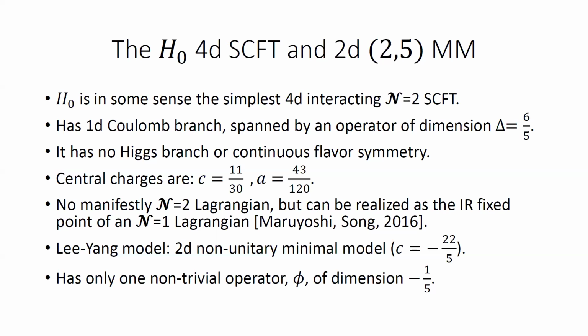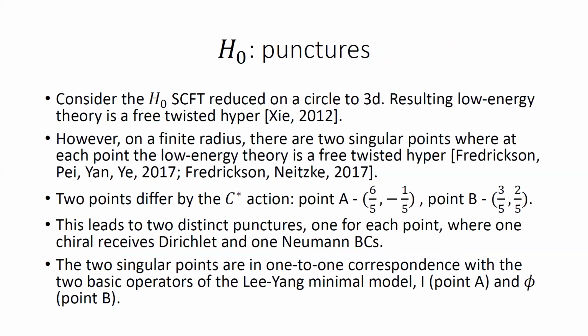Right. Before discussing the reduction of H0 on more complicated surfaces, it's convenient to start with reducing H0 on a circle. The reduction of H0 on a circle turns out to be known and relatively simple. It is simply given by a single free twisted hyper, at least if you go to the deep IR. Now, if you don't go to the deep IR, when you keep the radius finite, the situation is a bit more complicated.